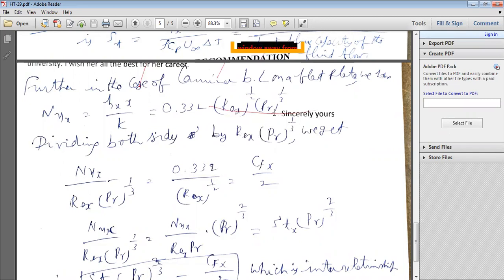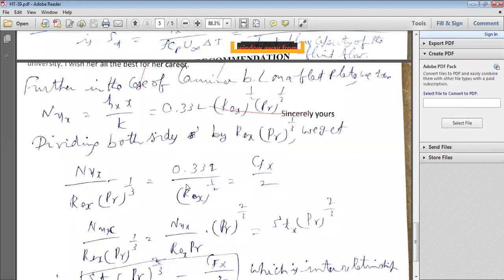Then Prandtl number to the power 1 by 3 gets cancelled. Re_x to the power 1 by 2 divided by Re_x, that is square root of Re_x divided by Re_x. Then that is equal to 0.332 divided by square root of Re_x. But what is the square root of Re_x? Re_x to the power 1 by 2.